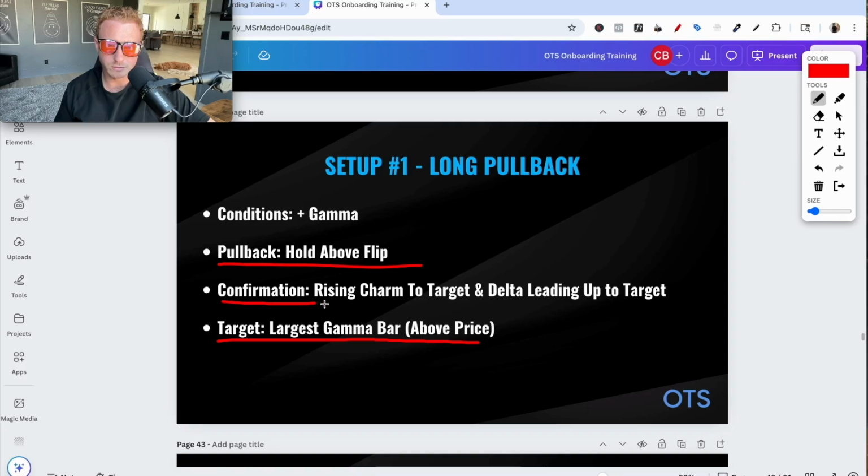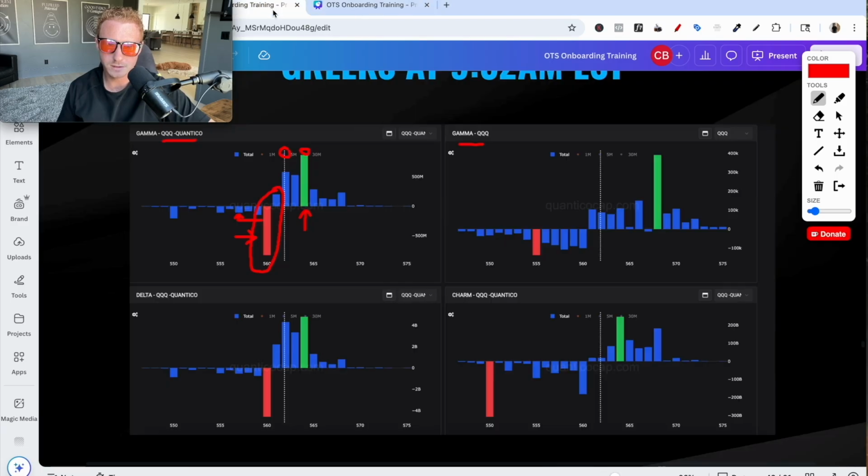Now, next thing, confirmations. We want to see rising charm to the target, which is 564, that green gamma bar right here, and delta leading up to the target. So what does delta and charm look like?